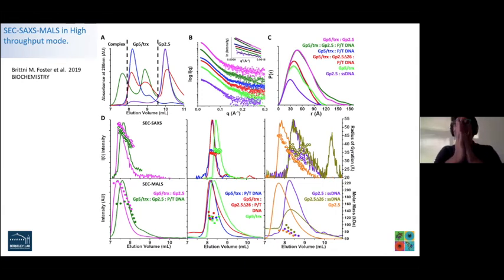Oh, I could jump in. It's my data. This is a bacteriophage T7 DNA replication system. We were trying to look at complex assembly, and we got this data, and then shortly thereafter the cryo-EM structure came out and agreed well with it.